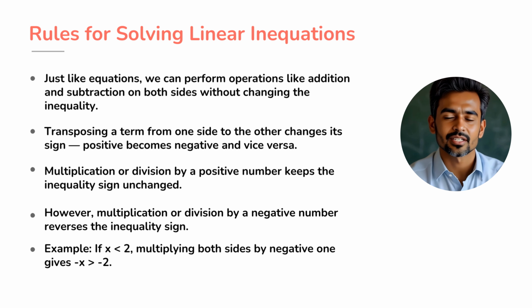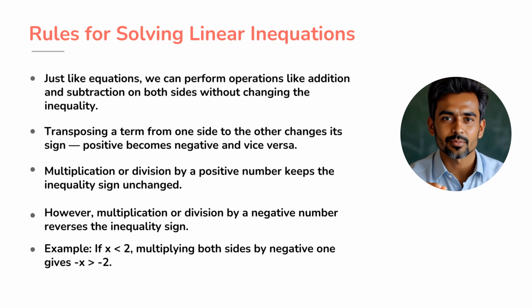Solving linear inequations is quite similar to solving linear equations, but there's one important twist. Here are the rules you can follow. Rule 1. You can add or subtract the same number on both sides. For example, x + 5 > 9 becomes x > 9 - 5, which simplifies to x > 4. Rule 2. You can transpose a term from one side to the other by changing its sign. So, x + 2 < 7 can be rearranged as x < 7 - 2, which gives x < 5.